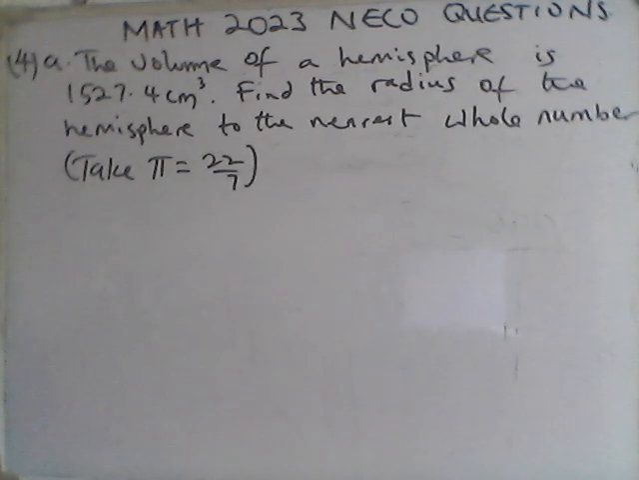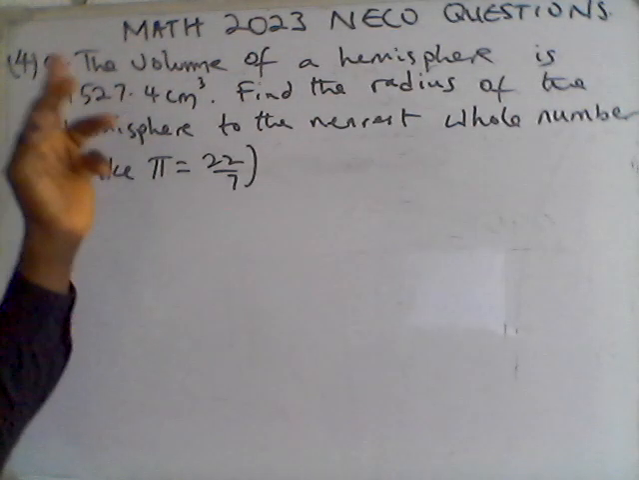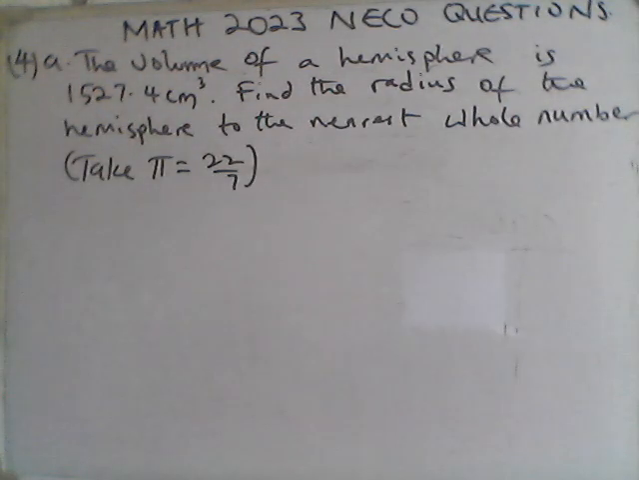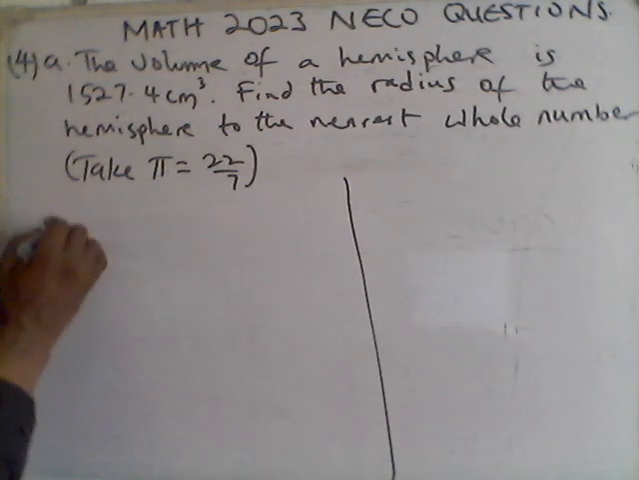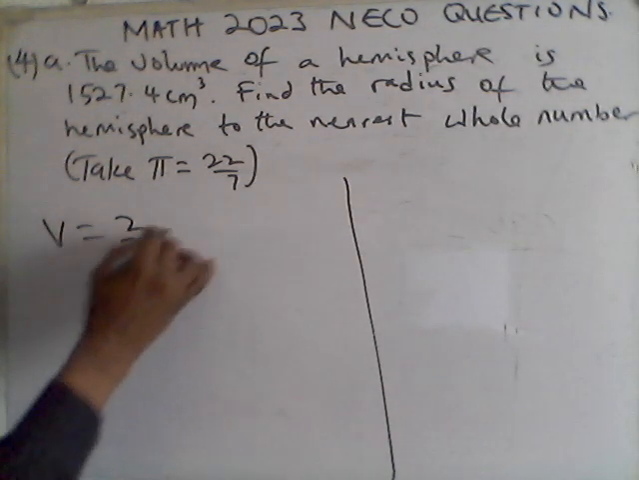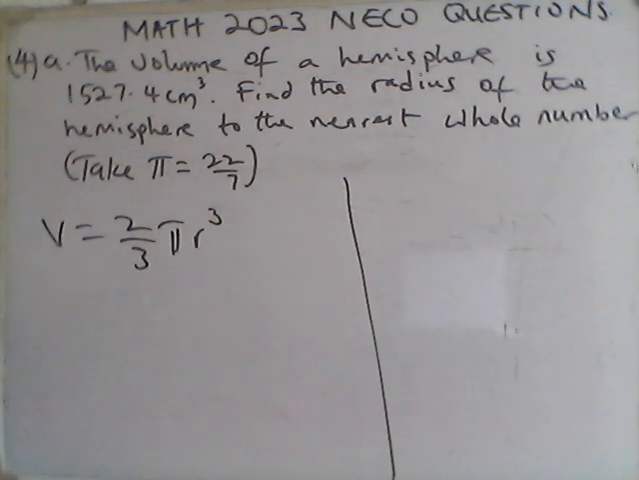Okay, so I have a question on the board. It says the volume of a hemisphere is 1527.4 cm cubed. Find the radius of the hemisphere to the nearest whole number. So this is just testing our ability to understand shapes and volume of shapes, which is part of the curriculum for your NECO exams. So the volume of a hemisphere V is given as 2 over 3 pi r cubed. That's the volume of a hemisphere.